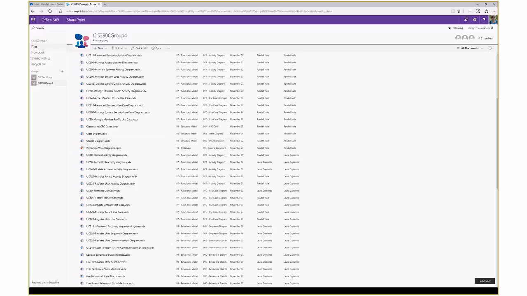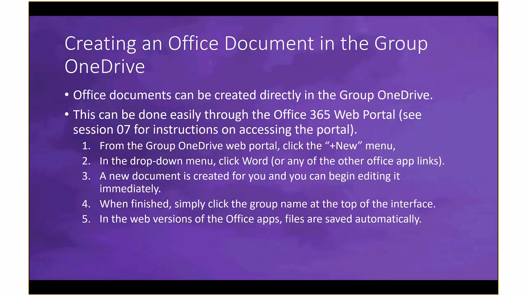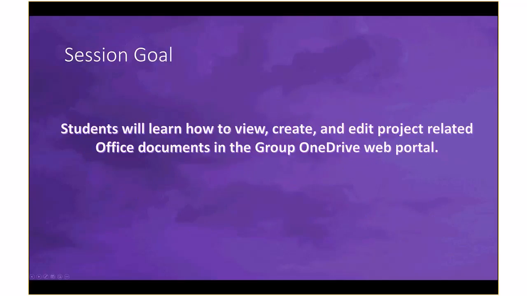For now, what I really wanted you to get out of this is, how do I view, create, and edit project-related Office documents in the web portal? And then, how do I get a link to that so I can send a link to the file that I created or uploaded to the rest of my team members. So hopefully you got that out of the session. In part 3 of OneDrive, we're going to go into a bit more detail, including how to use the traditional Office apps instead of the web apps that we talked about here.